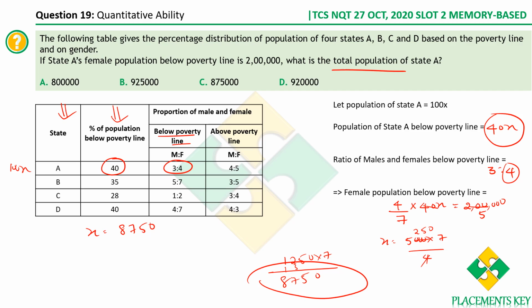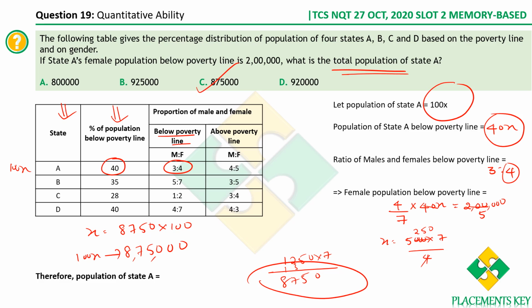What are we supposed to find? We are supposed to find the total population of state A. Total population of A is 100x. Therefore, this value into 100 gives you the total population of state A. It is 8750 followed by 2 zeros, so it is 8,75,000. Therefore, the population of state A is 8,75,000, which is option C. That's what we are supposed to find.